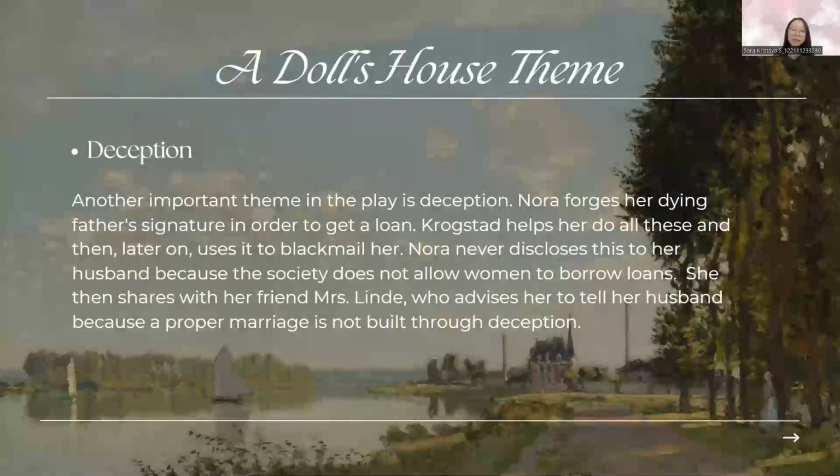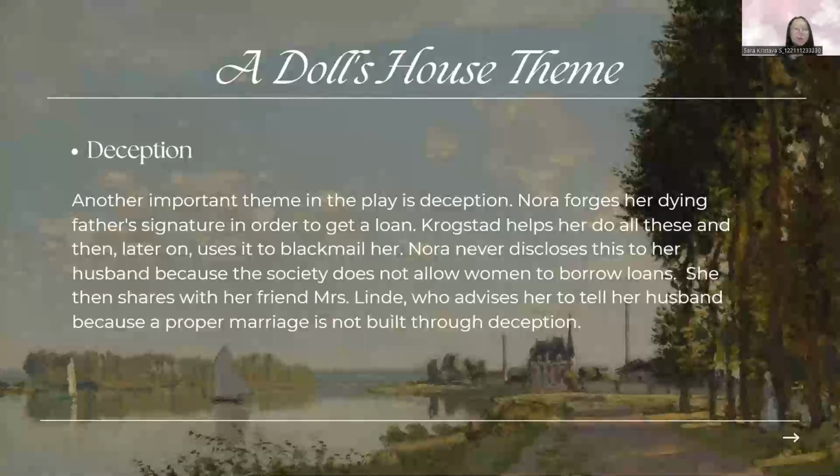Okay, the last theme is deception. Another important theme in the play is deception. Nora forges her dying father's signature in order to get a loan. Krogstad helps her do all this and then, later on, uses it to blackmail her. Nora never discloses this to her husband because society doesn't allow women to borrow loans. She then shares it with her friend, Mrs. Linde.